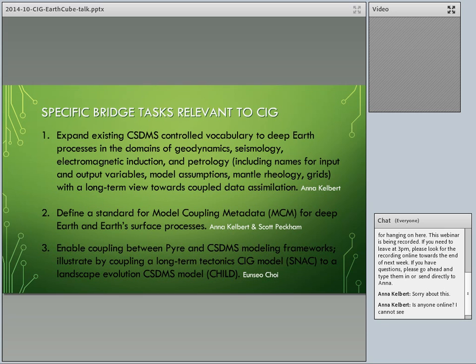And we want to adapt the CIM schema and the tools for the actual numerical model. So my tasks in this project are to extend the controlled vocabulary to our domains relevant to CIG, and also to help define the numerical modeling method. There is also another part which NSF is working on, and that is enabling the coupling between PIA and CSDMS frameworks and providing a specific example. I won't dwell on that for now because that's a great topic.